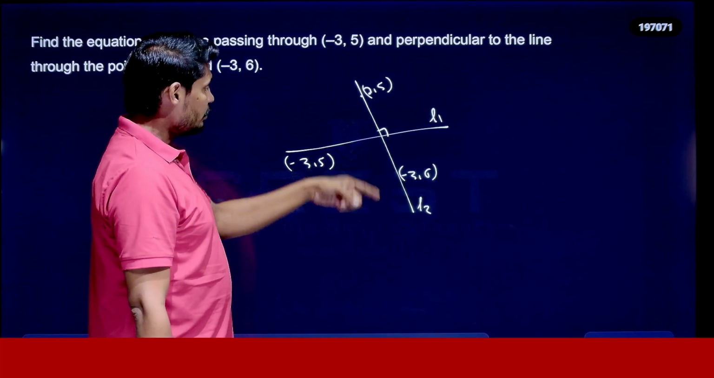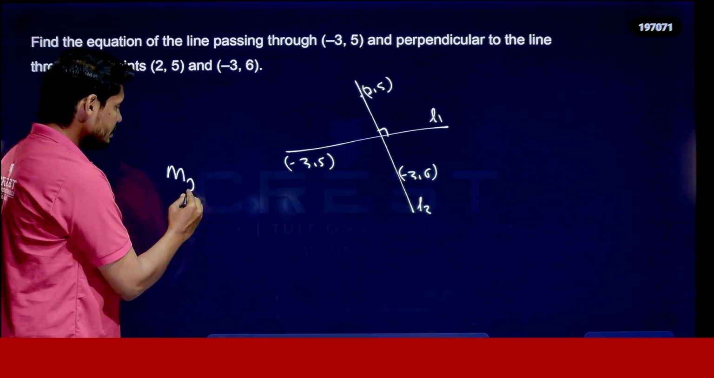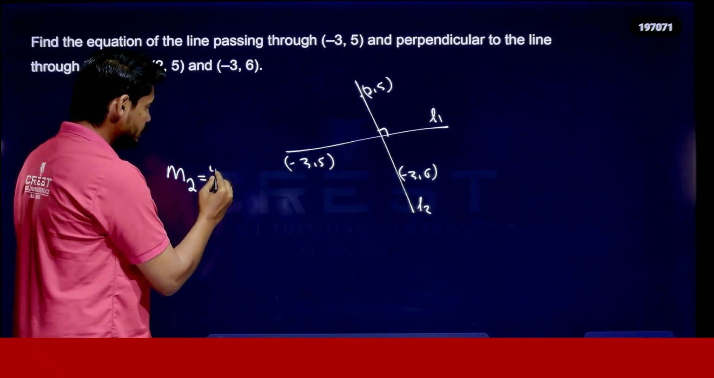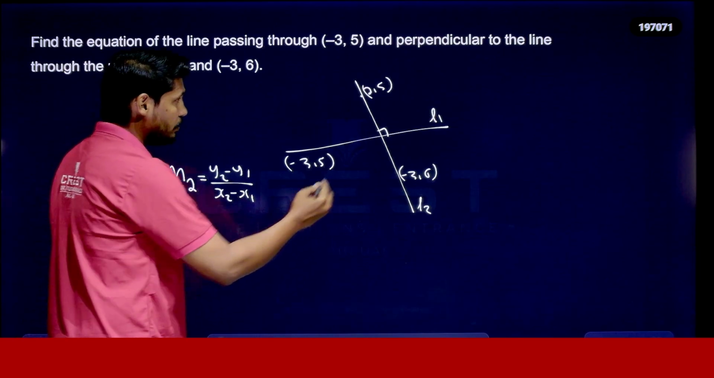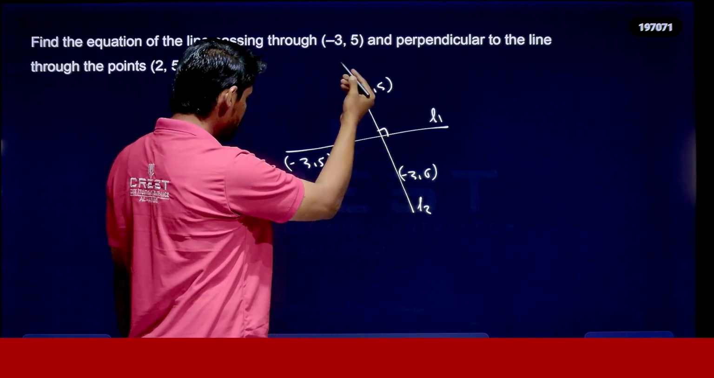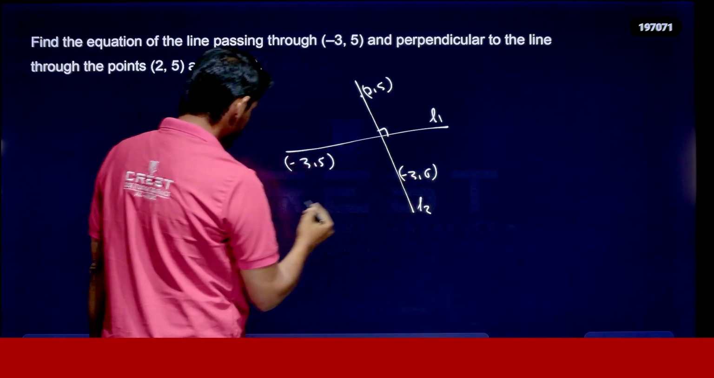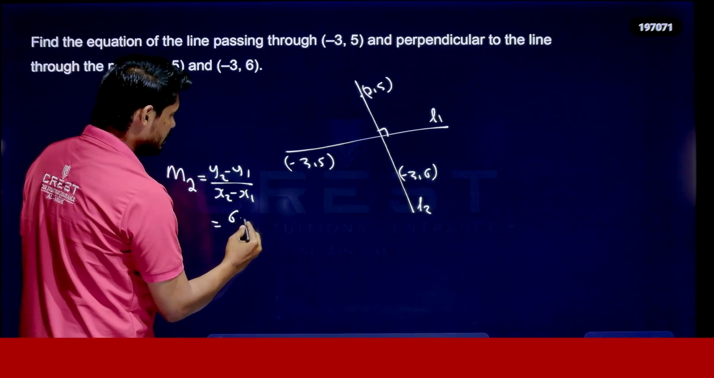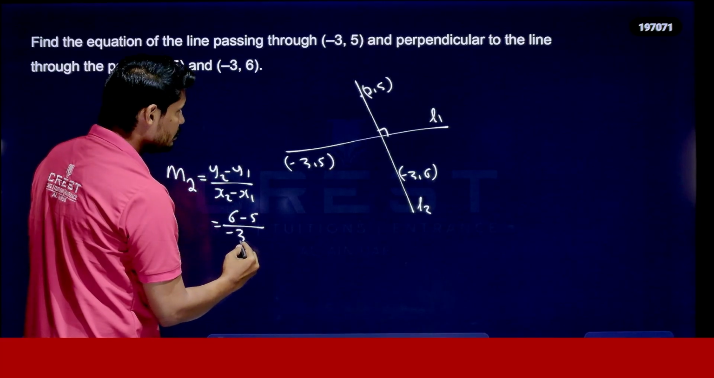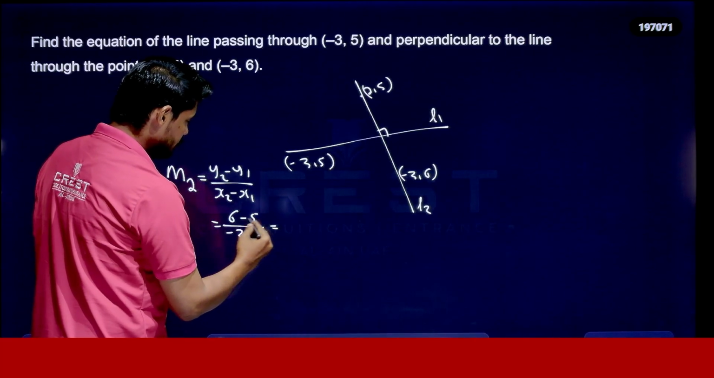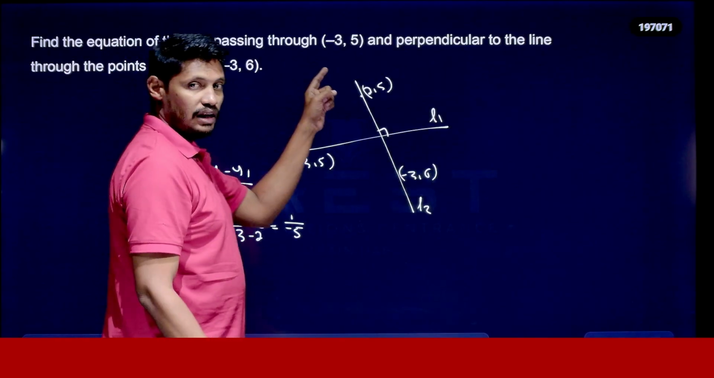For this, can you find the slope of L2, that is m2? The slope of line L2, m2, equals y2 minus y1 divided by x2 minus x1. We are finding the slope of this line because the coordinates of two points are given. Suppose this is x1, y1 and this is x2, y2. Then y2, 6 minus 5, divided by x2, that is minus 3 minus 2. It becomes 1 divided by minus 5. This is the slope of L2.